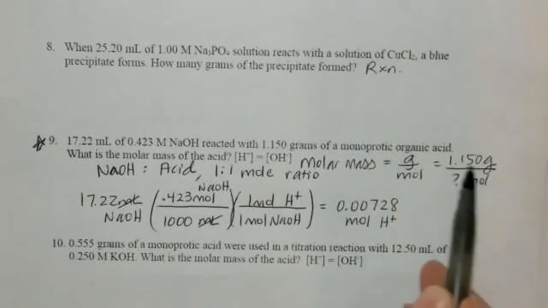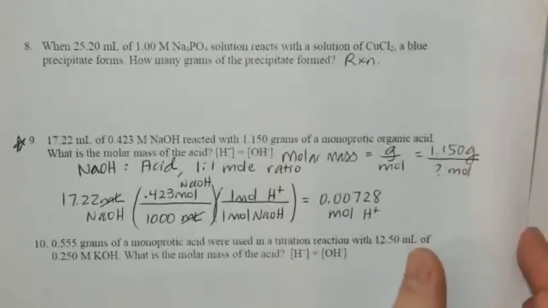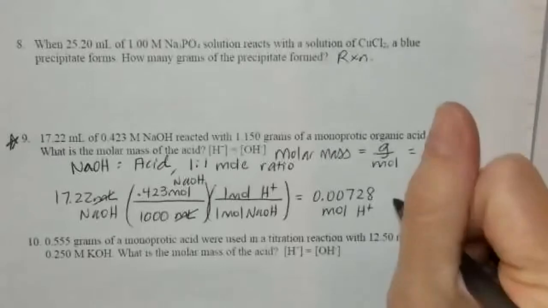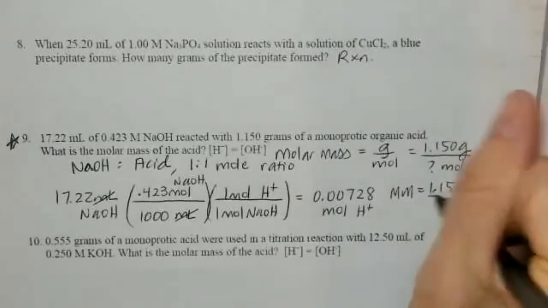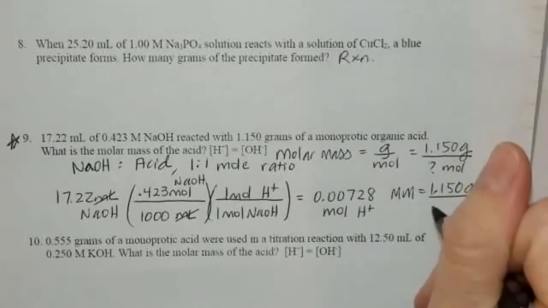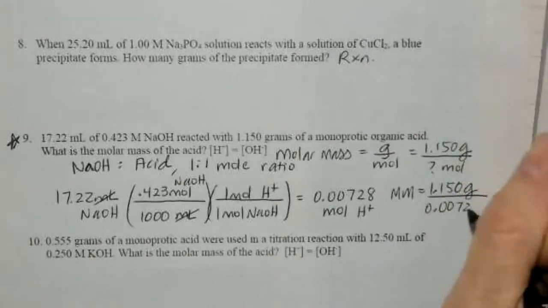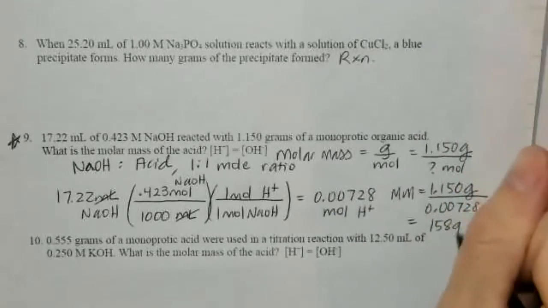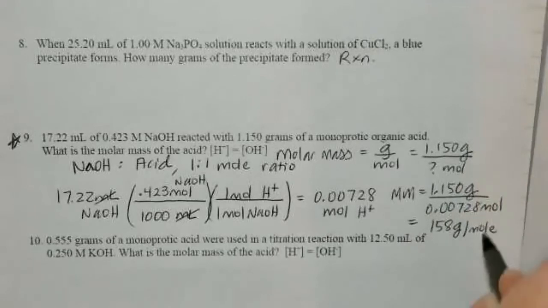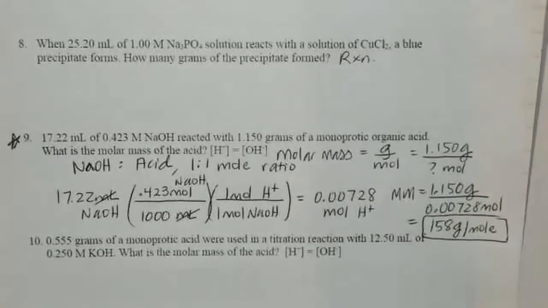And now I can plug that into my molar mass determination. For molar mass, I have 1.150 grams of the acid. In that sample, I found out there were 0.00728 moles. So if I divide, I'm going to get a molar mass of 158 grams per mole. That would be my molar mass of whatever this monoprotic acid is. And that's actually very similar to something we're going to do in lab in the coming weeks.